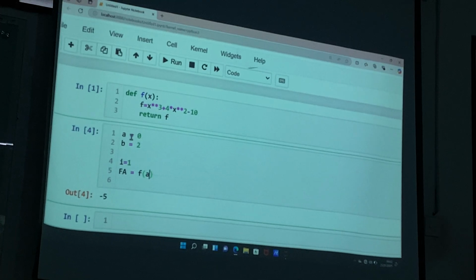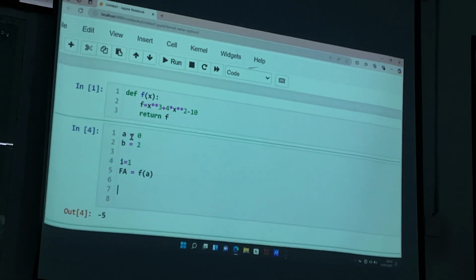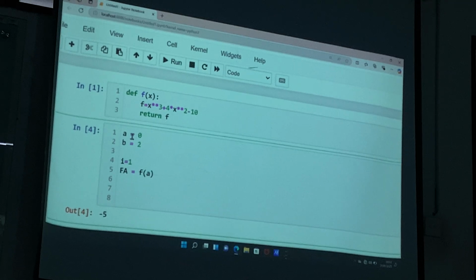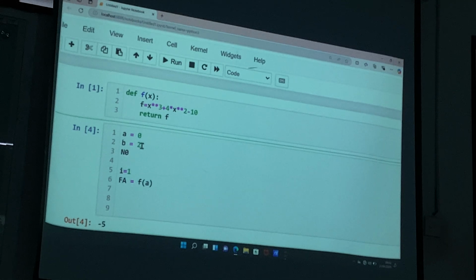Next, while. Then we have while. You have to set up your n0 as well. N0 is the maximum iteration. Let us set up 25 here, because in while we need a stop condition. So while I is less than or equal to n0. So while this condition holds, what happens? We can write the conditions here.